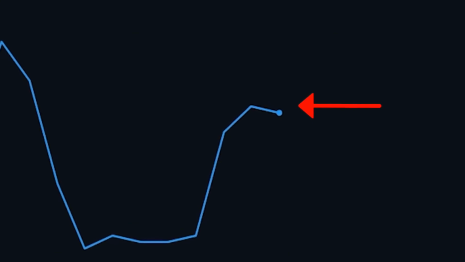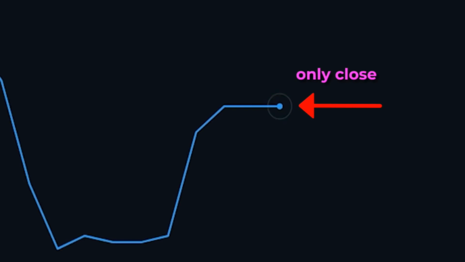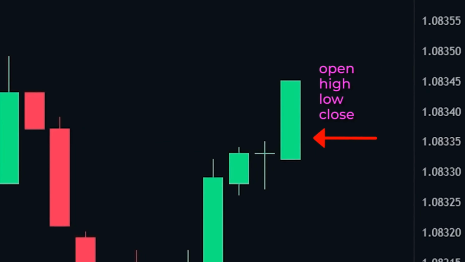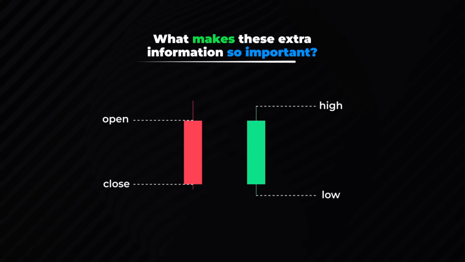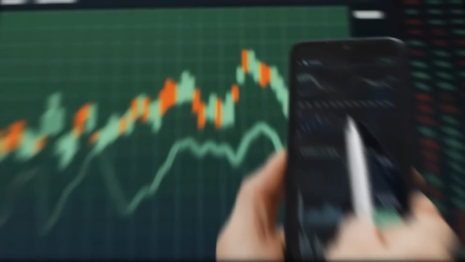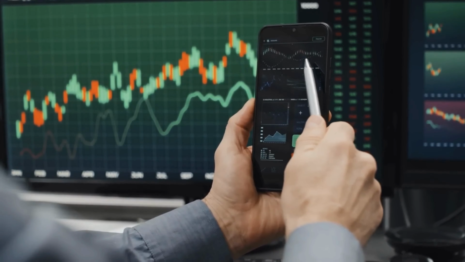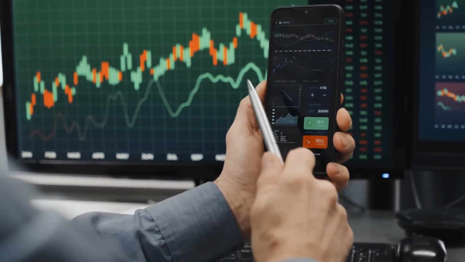As you can see, the line chart only displays the closing price for each period, while the candlestick chart shows more information about price movements during the same period. So, what makes this extra information so important? As traders, this information gives us a better understanding of the market, allowing us to make more informed decisions.